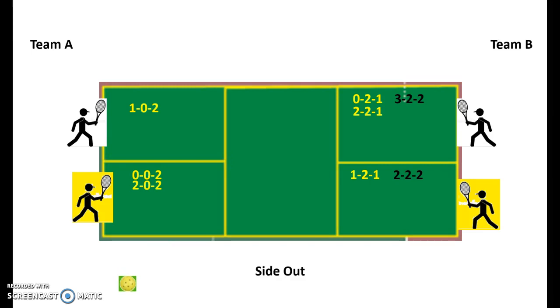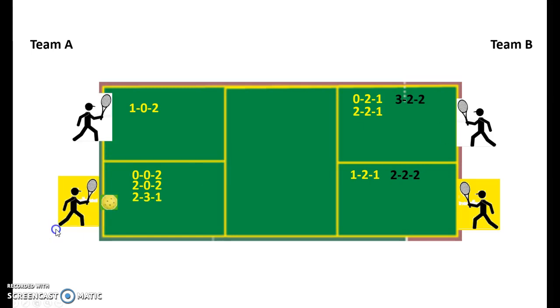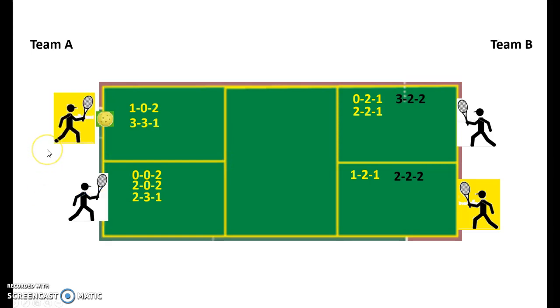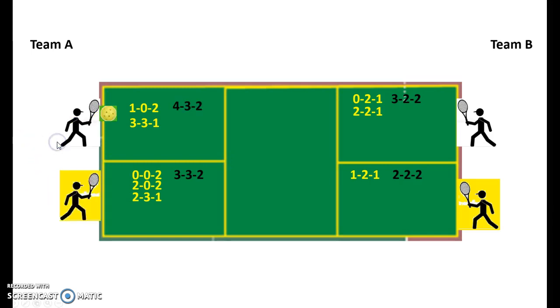And it looks like that server hit it wide. Side out, the serve comes back over to Team A. The score is now 2-3-1. And Team B shoots it wide. These two swap positions. The score is now 3-3-1. And it looks like it hit the net. So the serve comes to the second server. The score is now 3-3-2. And it looks like Team B shot it out of bounds. These two are going to swap positions. The score is now 4-3-2.